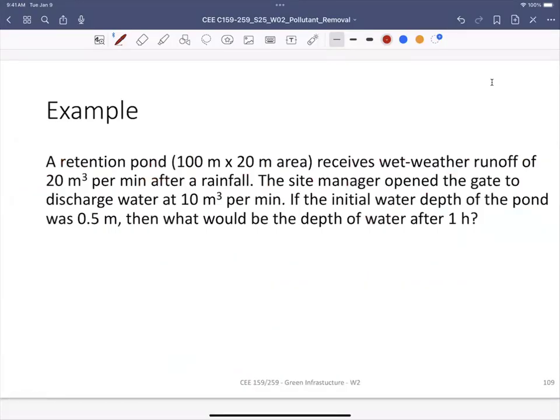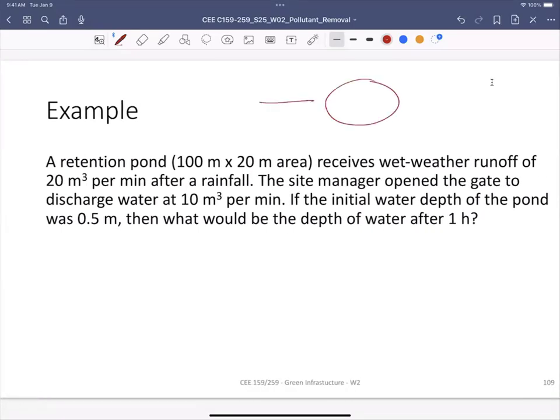For instance, here a retention pond receives wet weather runoff of 20 cubic meters per minute after rainfall. The site manager opens the gate to discharge water at 10 cubic meters per minute. If the initial water depth of the pond is 0.5 meter, what would be the depth of water after 1 hour of rainfall runoff? So again, think of what is there. The detention pond is given.